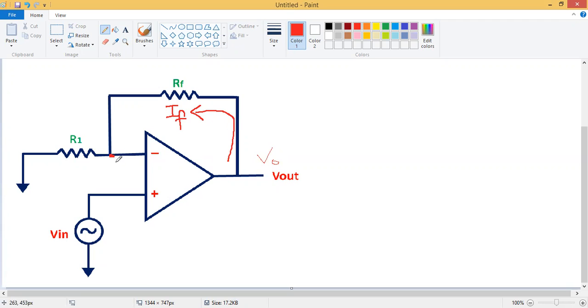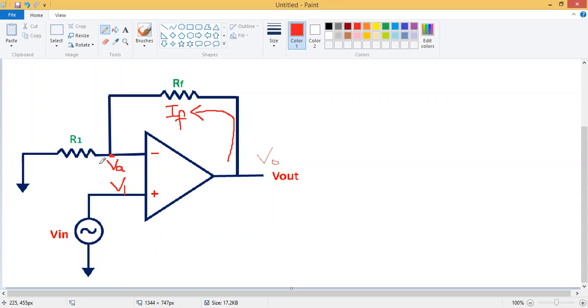This node I'm calling VA. So VA is equal to VN because of the virtual ground concept. V1 is equal to V2. Let us assume this one is V1, nothing but VN, and this is V2, nothing but VA. So according to the virtual ground concept, V1 is equal to V2. So whatever the voltage at V1, that is Vin, is equal to VA.